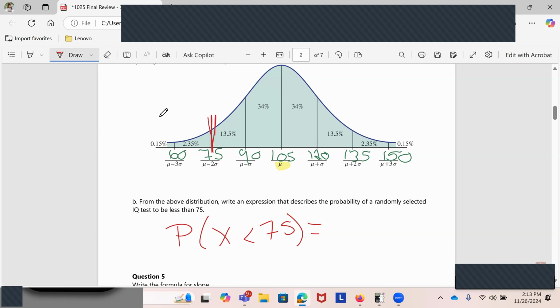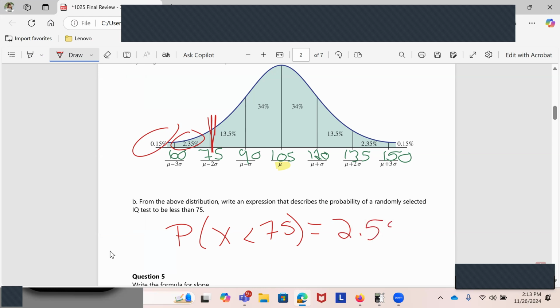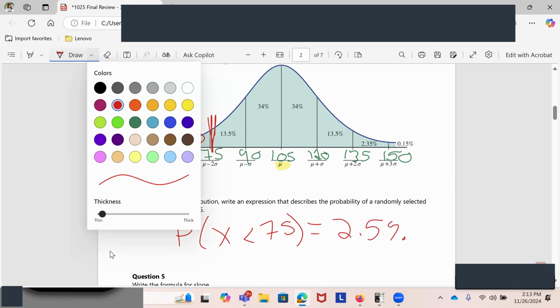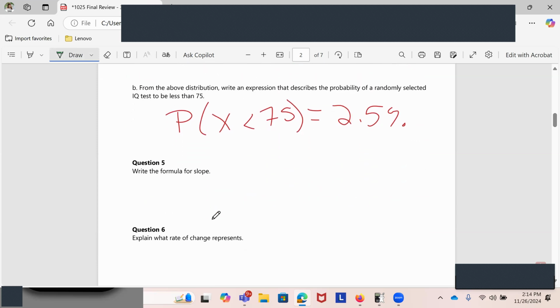There's 75. And to find the probability that an IQ is less than that, I'm going to add the numbers to the left. So I'm going to take 2.35 plus 0.15. I love that those are written in for you because they often are not. And we got a probability of 2.5%. Questions? This should be very similar to the actual test, just like it was for the midterm.